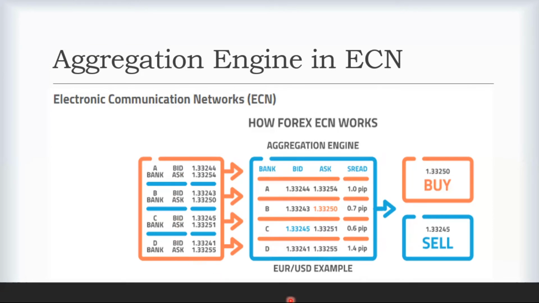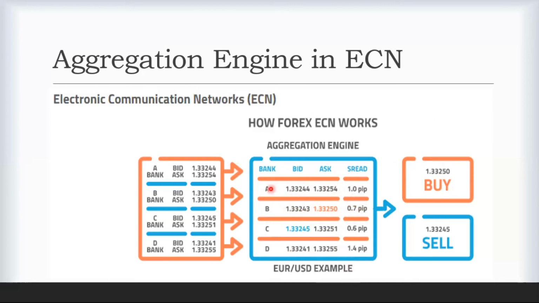Let's look now at the euro-dollar example for the aggregation engine and how it works. Suppose you have bank A, bank B, bank C, bank D. The aggregation engine will compare all the prices from all banks and give you the best sell or buy. So for example, in bank A the bid was 1.33244 and the ask was 1.33254, and in bank B the bid was 1.33243 and the ask was 1.33250. So see here the difference between the spreads.